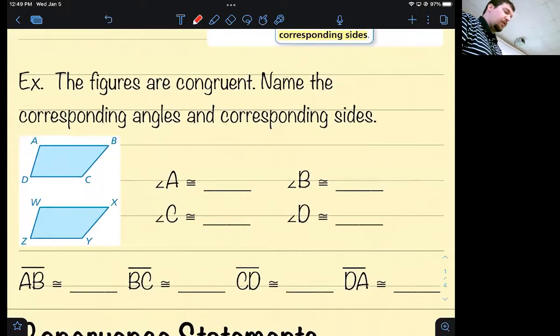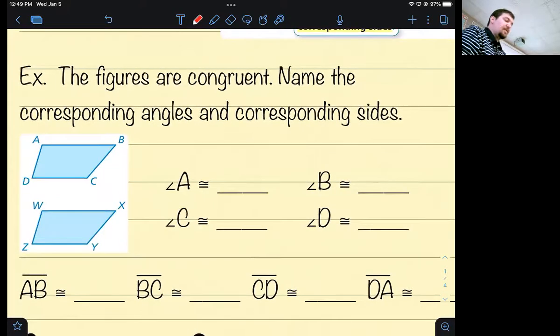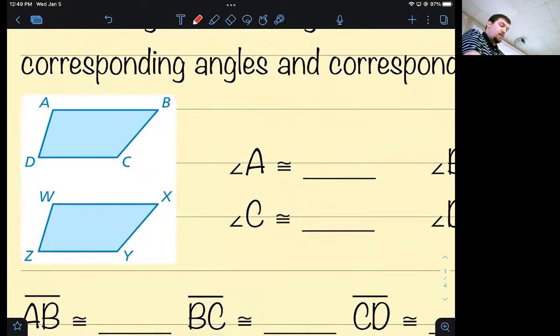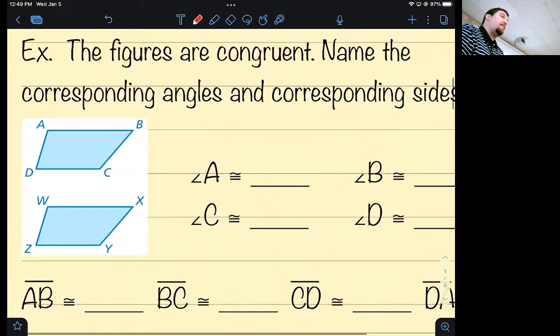The first thing we're going to do is start by labeling, or answering these questions where we're naming the corresponding sides and angles of these shapes. So I have two, what do we call these shapes, by the way? What do you call them, Xander? Trapezoids. That's exactly right. Trapezoids have one pair of parallel sides. The other two sides are not parallel.